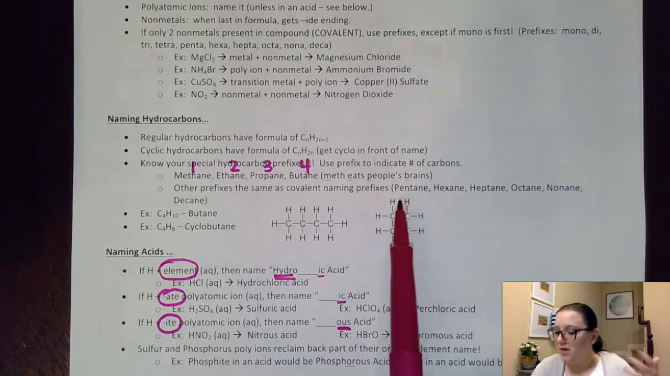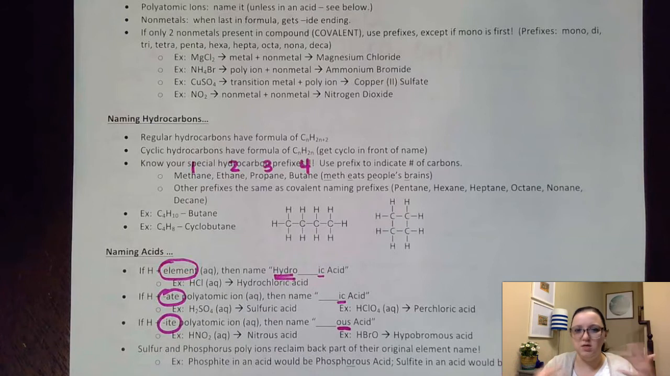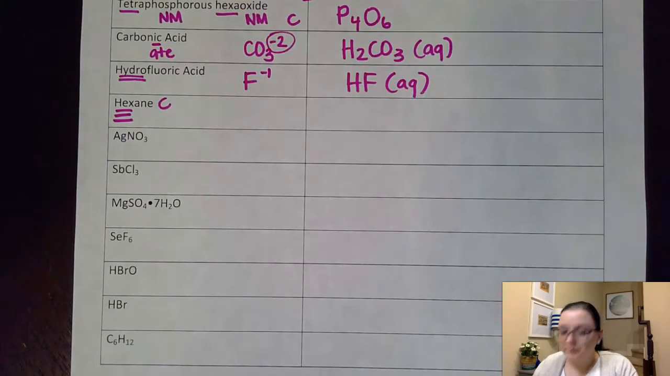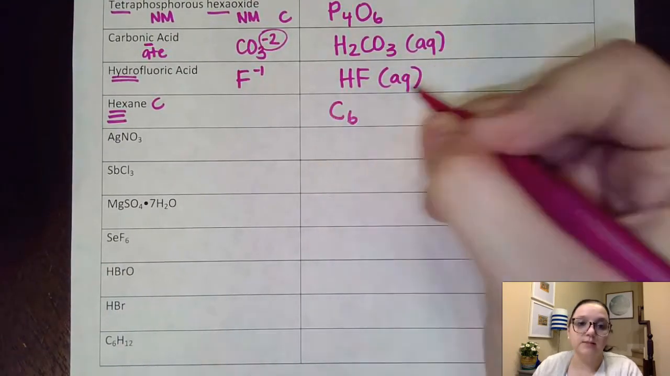So like pent, hex, hept, oct, nona, deca. Those are the same. It's those Greek number naming systems, okay? But the first 4 are different than the other covalents are. So the meth, eth, prop, but. Just kind of remember that. So that hex tells us that I have 6 carbons, okay?